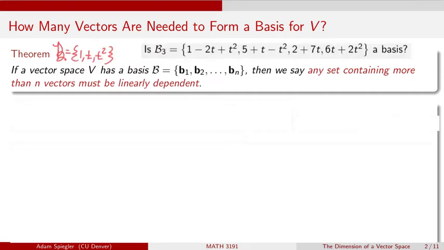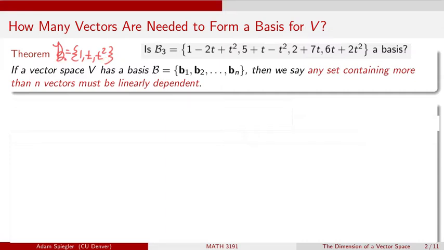So for example, in the previous slide, we were thinking about our vector space as P2, polynomials of at most degree 2, and we have this standard basis that has 3 elements in it, and we wanted to consider whether some other set that consists of 4 different polynomials could be a basis for P2. So this theorem is going to allow us to rule out that a set with 4 vectors could be a basis, since we already have a set with 3 vectors that we know is a basis.